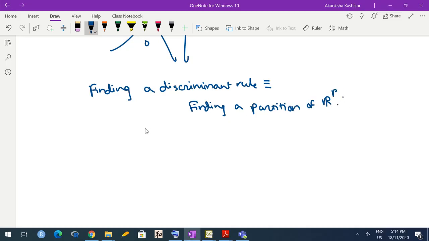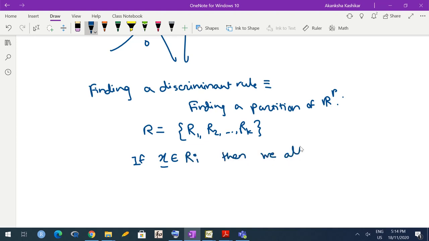Right. So any rule can be written as that partition: R1, R2, ..., Rk. What do we mean by this? A rule being written by a partition means that if X, a new observation, belongs to Ri, then we allot it to population i.